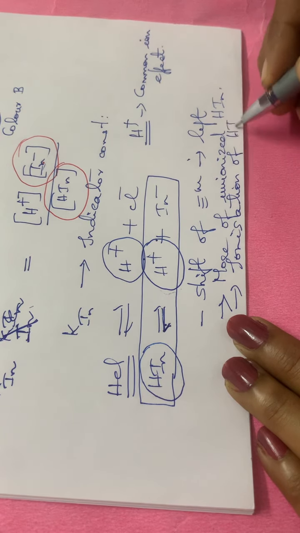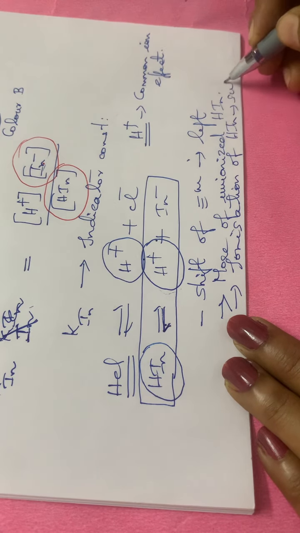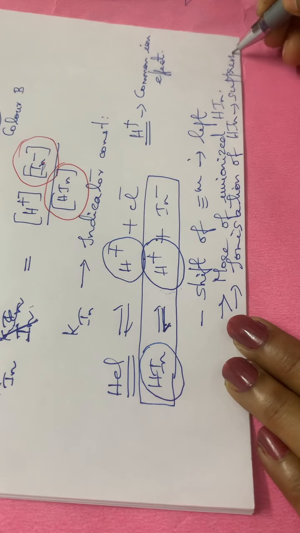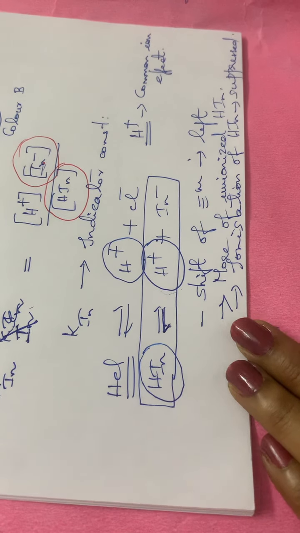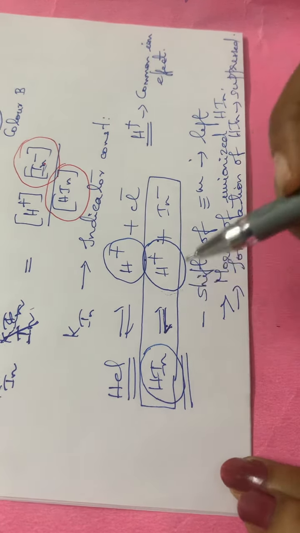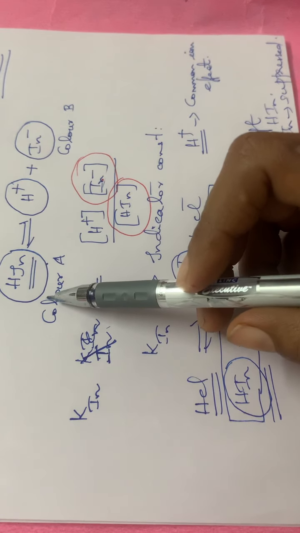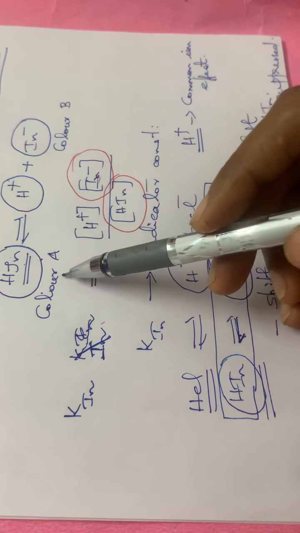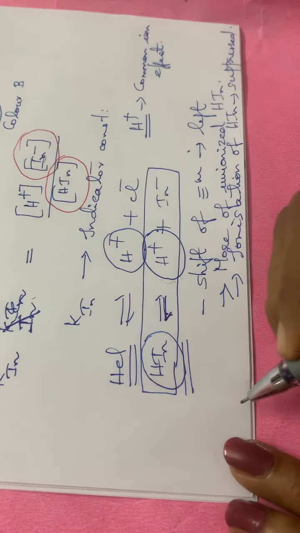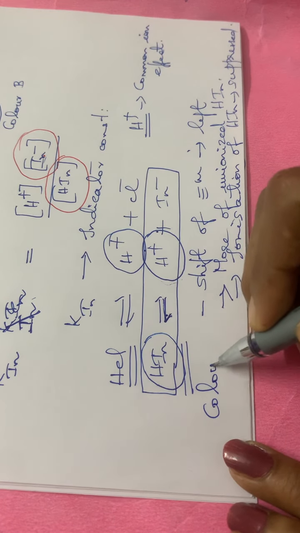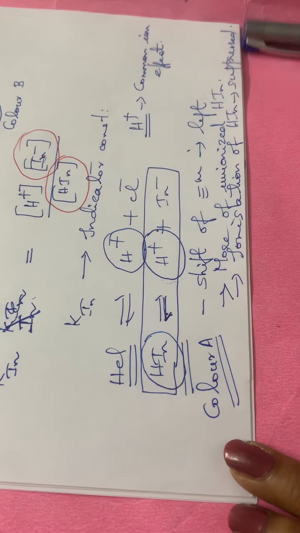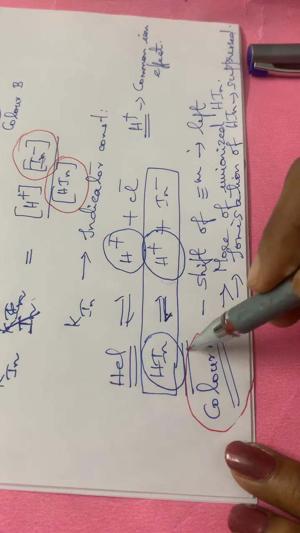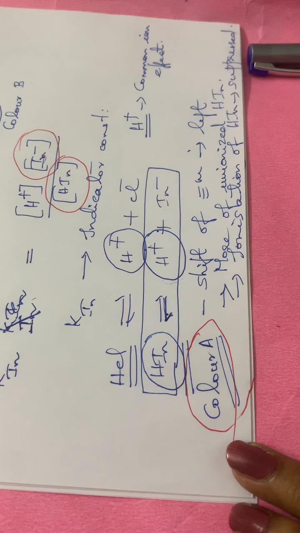Ionization of HIN will be suppressed. Therefore, what about the color for that particular solution? The solution will be having color A, isn't it? More of unionized HIN means unionized HIN will be having color A. So, the solution will be having color A. Okay, this is how this indicator is acting.